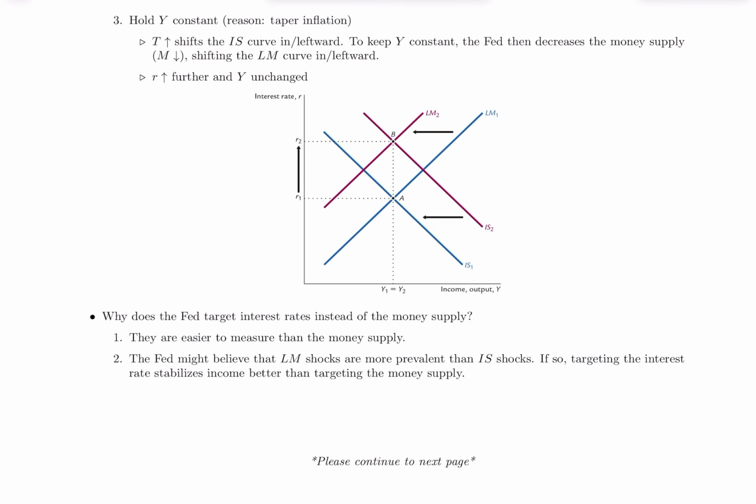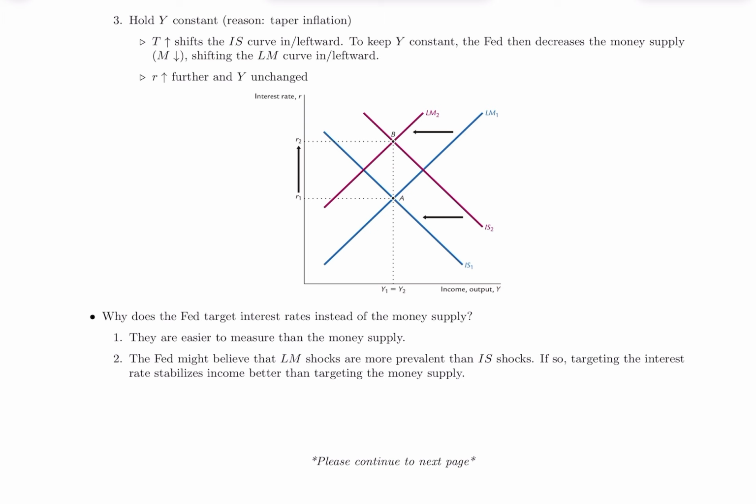3. Hold Y constant. T increases, shifts IS in or leftward. To keep Y constant, M decreases, then LM shifts in or leftward. As a result, interest rate R rises further and output Y remains unchanged.